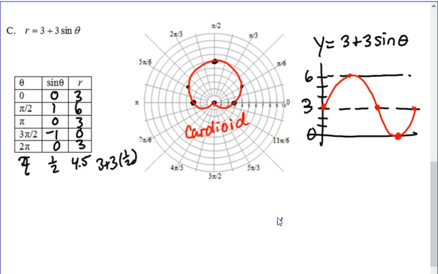I'm going to do one more video that's probably a little shorter than this one, just on what happens when we have cosine graphs and what happens when something is negative. So that'll be on the next page of your notes.